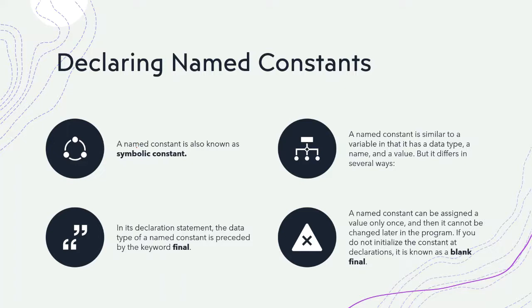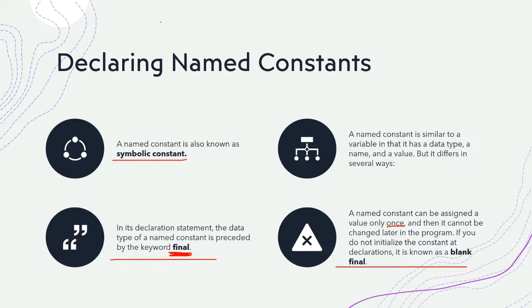Declaring named constants. A named constant is also known as a symbolic constant. In its declaration, a named constant is similar to a variable in that it has a data type, a name, and a value, but it differs in several ways. In its declaration statement, the data type of a named constant is preceded by the keyword final, meaning when we use the keyword final, it cannot be changed throughout the program. A named constant can be assigned a value only once, and then it cannot be changed later in the program.